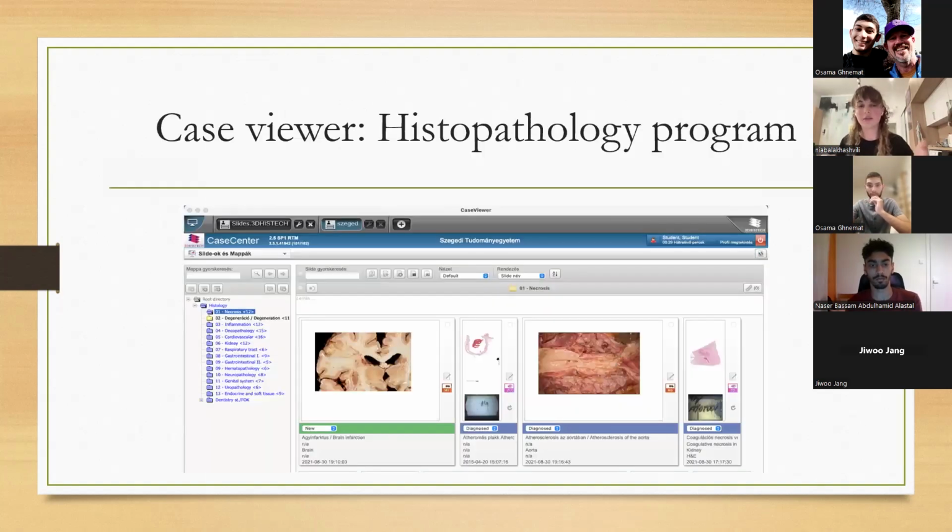Yeah, and this is the case viewer. They will most probably tell you the password. It was a student username and student password, but if they change it, they will let you know about it. It's quite useful to see the slides if they fixed it.